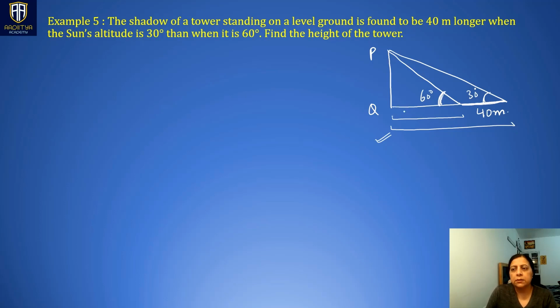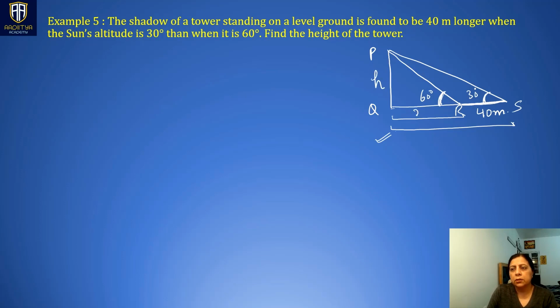So that means this is the case. You can take this as R, this as S. QR is the shadow. When angle is 60 degree, this is smaller by 40 meters. In case when the angle of elevation is 30 degree, the shadow is longer by 40 meters. Now find the height of the tower.